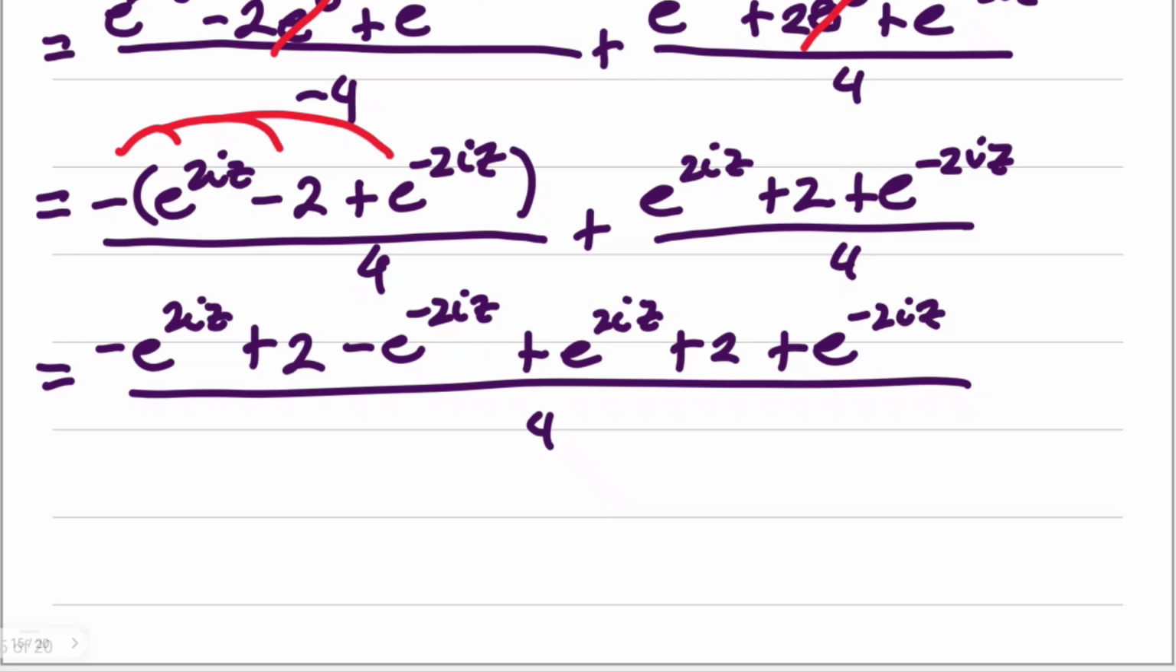Negative 2iz. Now from this one, take note that we have here negative 2iz. The exponent is positive. I also have a positive 1 here. So if these are combined, that's actually 0. Negative e to the power of 2iz, then plus e to the power of 2iz, same exponents but opposite signs, so that's 0. Similar here, you have negative e to the power of negative 2iz, and the positive of that, we will have 0 as well. What remains in the numerator is 2 plus 2, which gives us 4. Our denominator is also 4. That's why we get the result of 1.